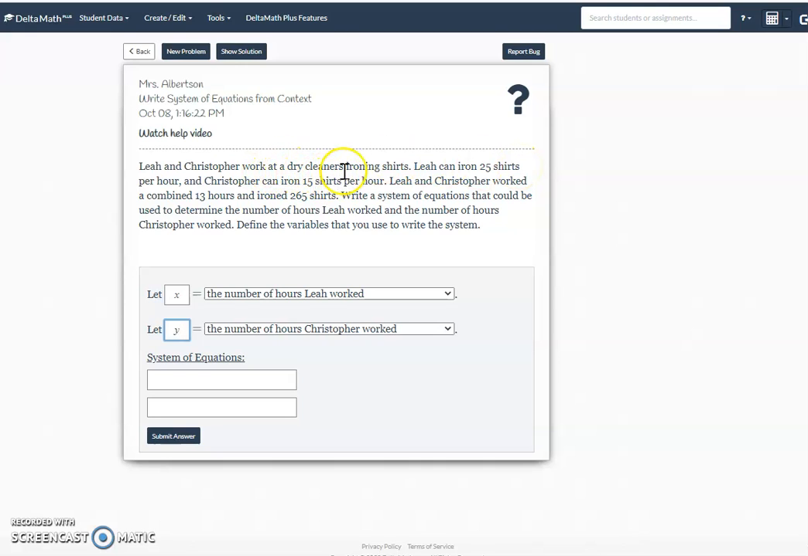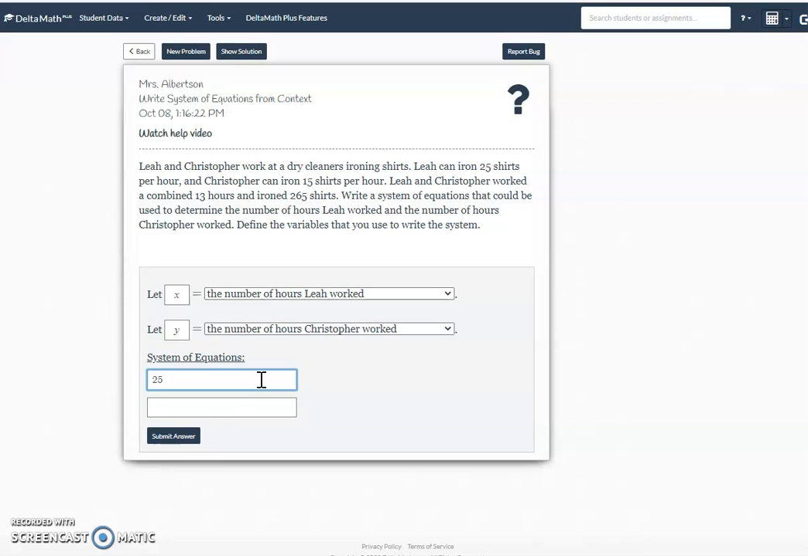Christopher can iron 15 shirts per hour. They worked for 13 hours and they ironed 265 shirts. So again, I have to put in the first equation, every value that's in this equation has to be the same unit. So first I'm going to look at the amount of ironing.